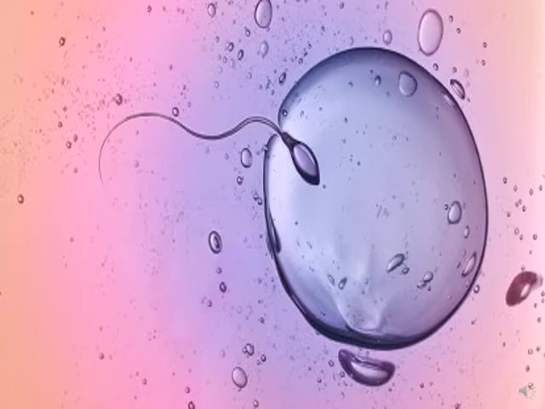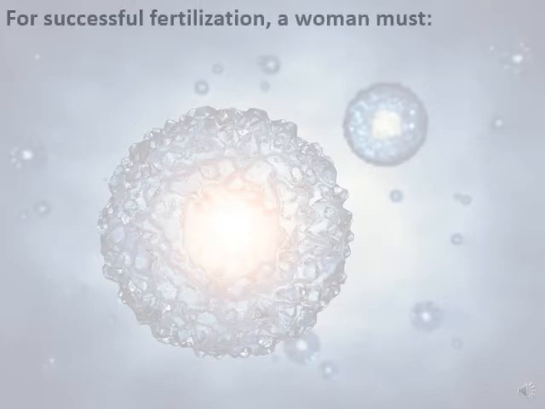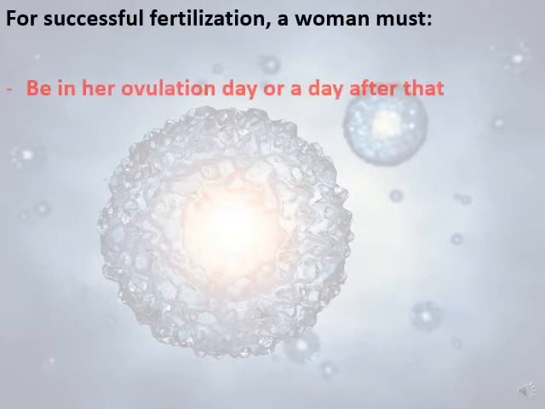So here we start with successful fertilization. What do we need? For successful fertilization, what characteristics should the woman have? For the woman, a woman must be in her ovulation day, meaning at day 14 of the menstrual cycle or a day after that.